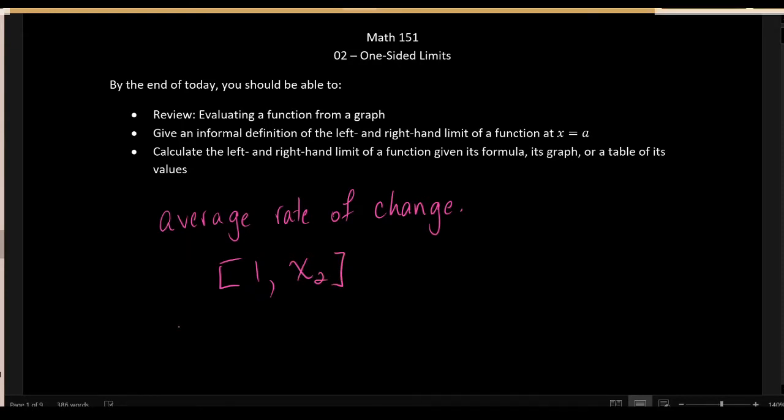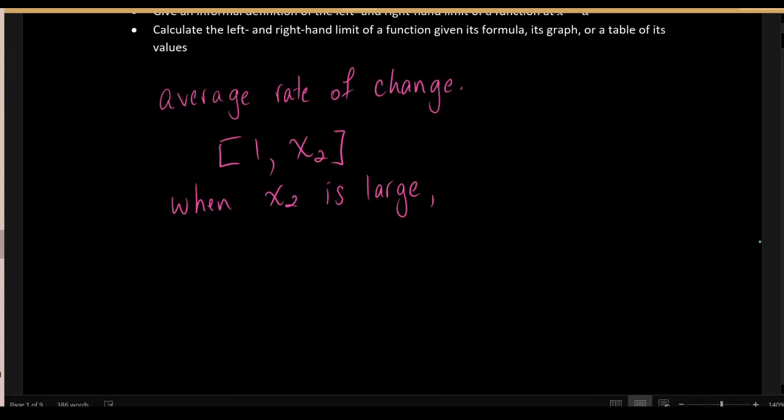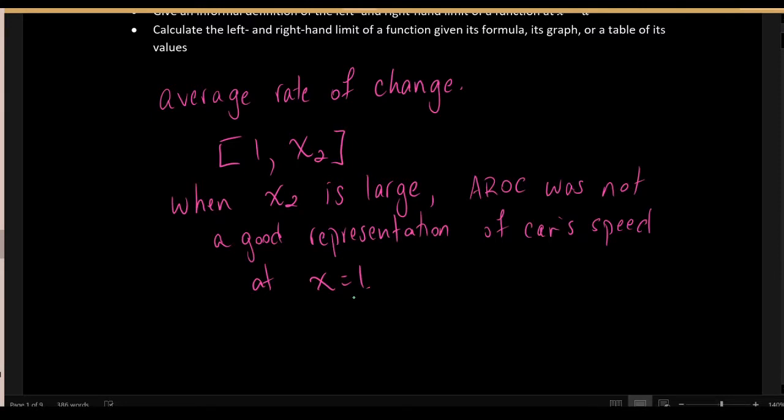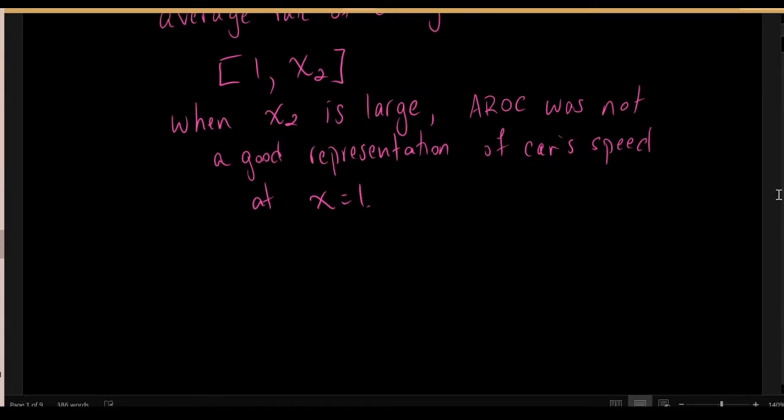What we said yesterday was that, when x2 is large, the average rate of change on this time interval was not a particularly good representation of what was happening in that example, what was happening to the car at this initial time of 1. When we changed that second time to 1.02 and we made the time interval much smaller, we got a much closer representation to the car's actual behavior at time x equals 1.